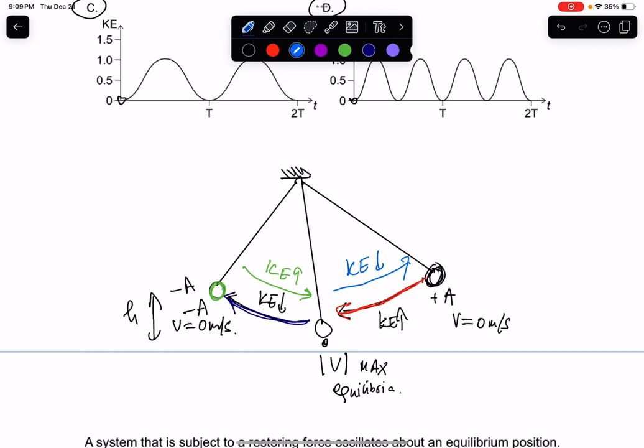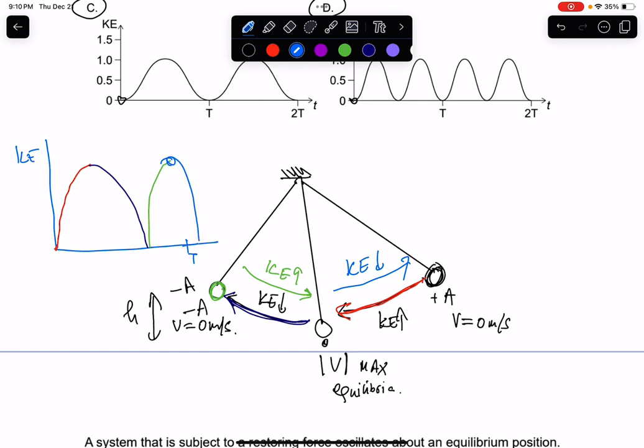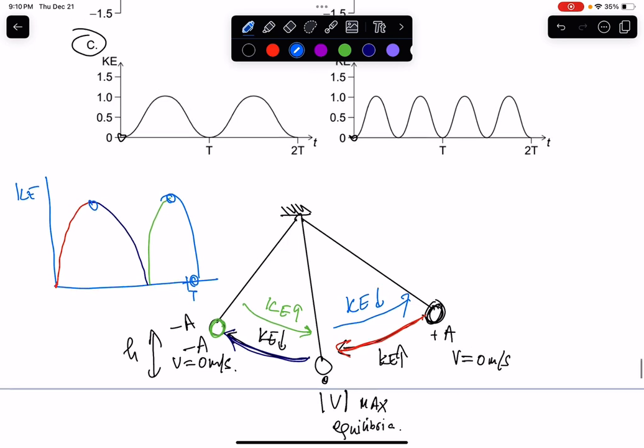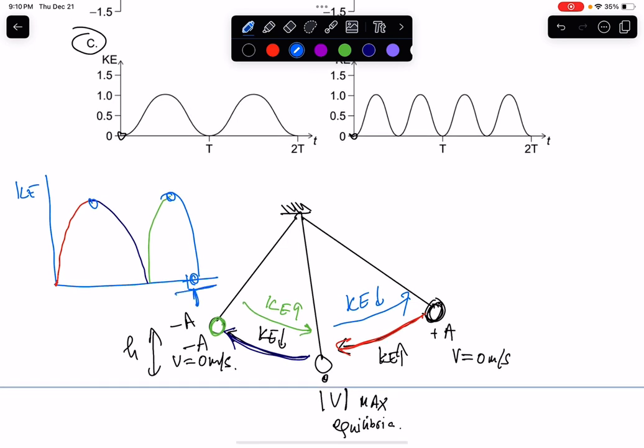So if we look at things along one period, what we're seeing is, if this is a period T and this is kinetic energy, then the red curve first shows that the kinetic energy is rising. Then the dark blue curve shows that the kinetic energy is falling. Then the green curve shows that the kinetic energy is rising again. And then the light blue curve shows that the kinetic energy is falling again. So that's why in one period, you're going to have two bumps over here. And that's what we are seeing in one period.